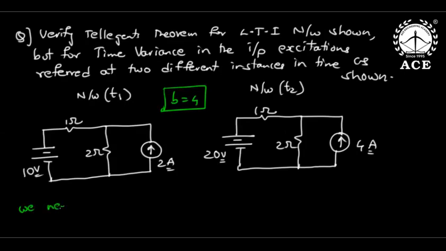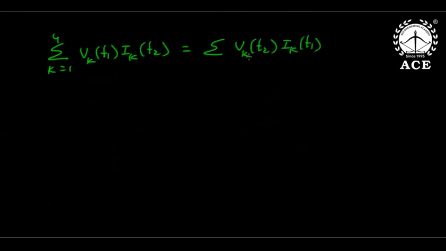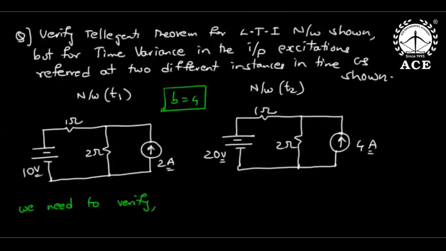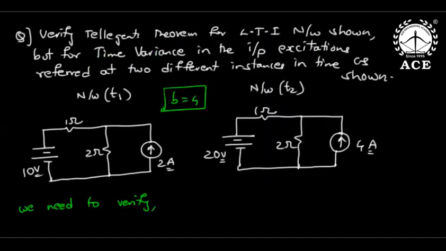We need to verify, I will write on the next page. I'm writing here sigma Vk(t1) into Ik(t2) for k over 4 branches is equal to sigma Vk(t2) into Ik(t1) for 4 branches. Okay? Do it now. Do it, everybody. First, find all voltages and currents here, everybody.